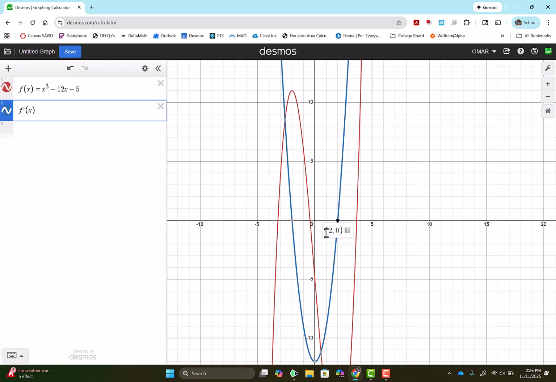So the blue graph is my derivative graph. Notice it is positive. It's above the x-axis to the left of -2. So sure, look at the red graph. Sure enough, it's increasing until I hit -2. Right at -2, it's a 0, so I have a horizontal tangent there.